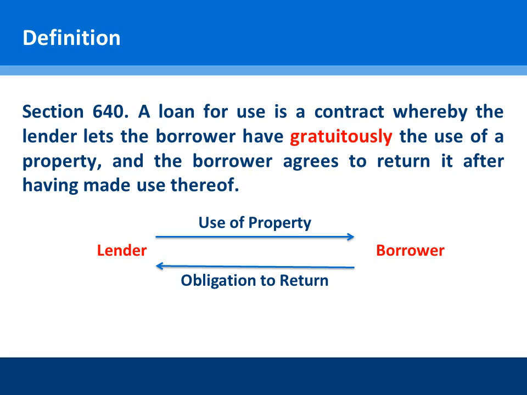For example, if I say, "Can I borrow your car for 1 day?" I borrow the car. After a period of 1 day, I need to give the car back to you. This is a gratuitous contract because I don't have to pay any money. If I pay 100, 1,000, 10,000 baht, this would not be loan, this would be rent.